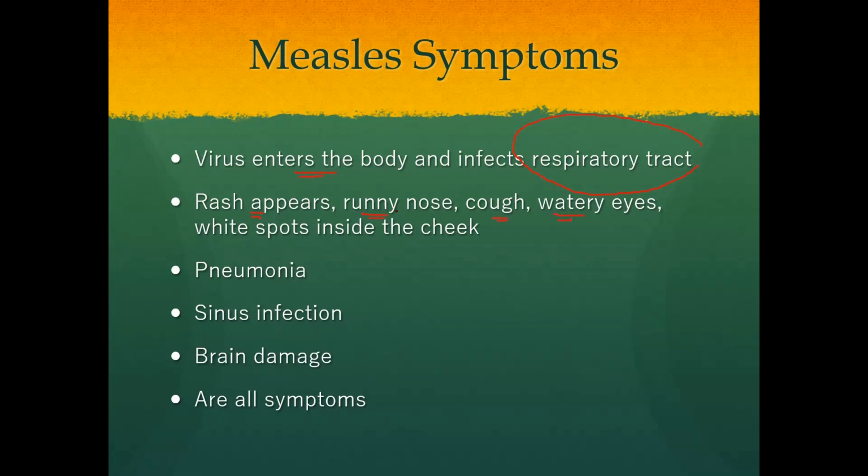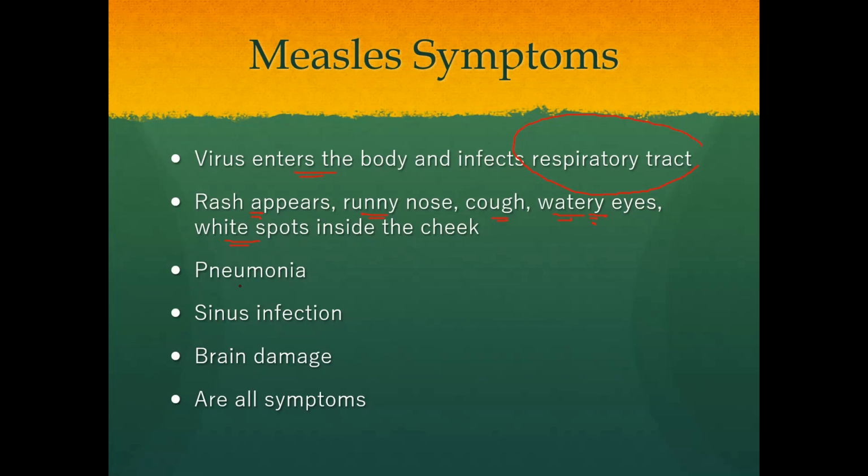This is why the person is contagious, because with the runny nose and cough, the person will be coughing and sneezing. So those droplets will be there in the surrounding air, right? Watery eyes, so the person is touching their eyes as well, okay? And then let's say they touch any other surface, the virus can survive on any other surface, right? Inside the cheeks, there will be white spots developing as well, right? So these are some symptoms.